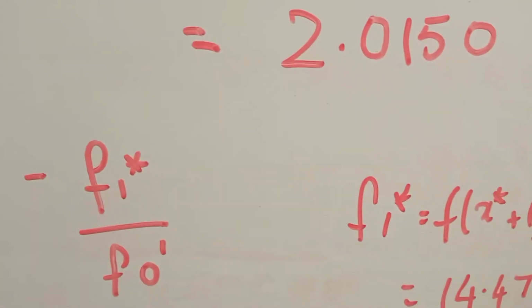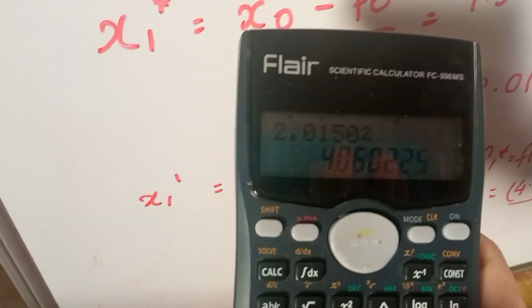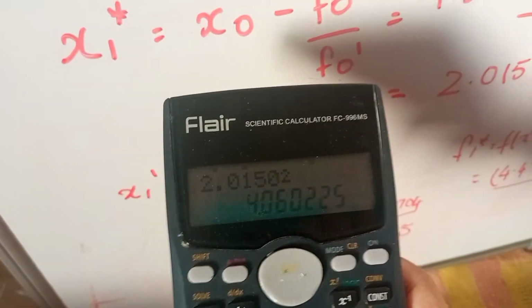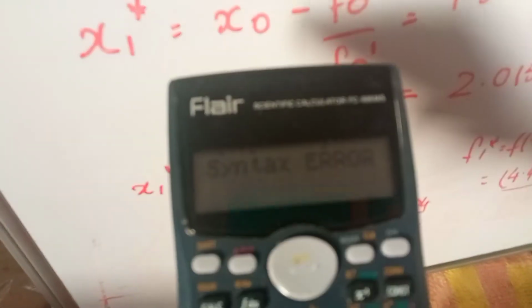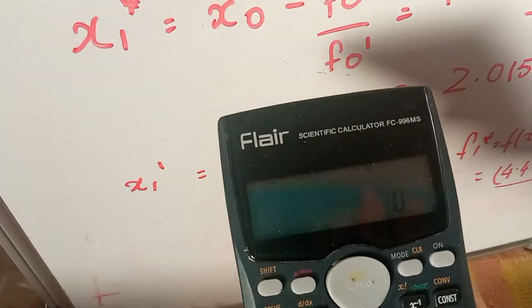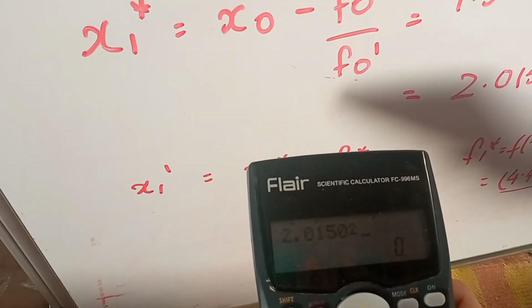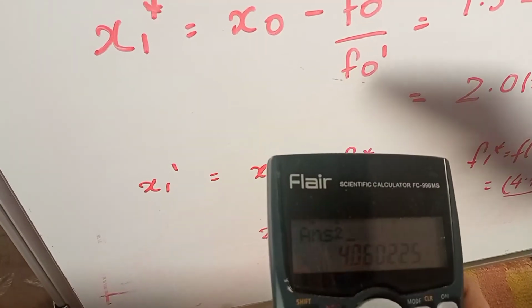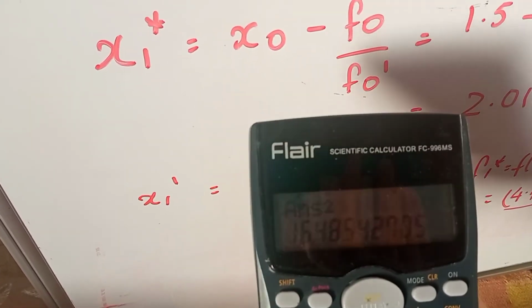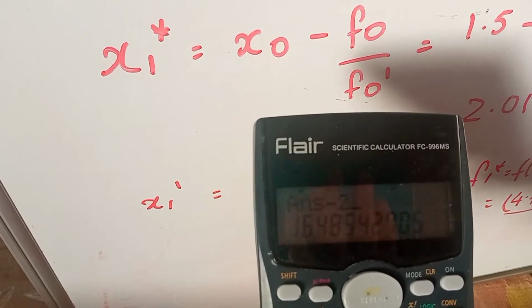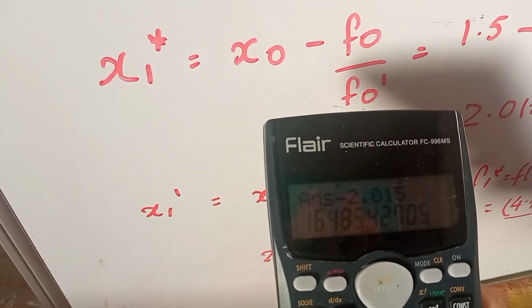Here we have the formula for f1 star, that is f1 star is equal to f of x star. F of x star is basically the equation f of x, where you have to substitute 2.0150 in that equation. That will be 2.0150 the whole to the power 4 minus 2.015 minus 10.